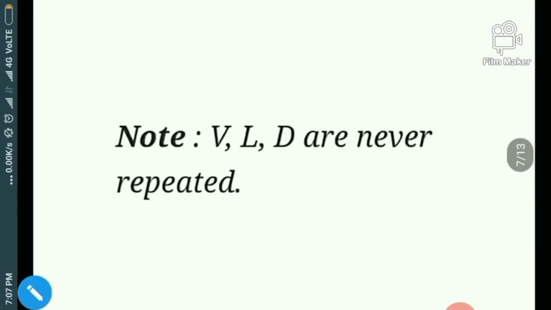Now come to the next. One note is here. In this note you can see V, L, D, 3 symbols. These 3 symbols are never repeated. Keep in mind, you cannot repeat these 3 symbols. You cannot write VV, you cannot write DD, you cannot write LL. These are not repeated. Okay, these cannot be repeated.